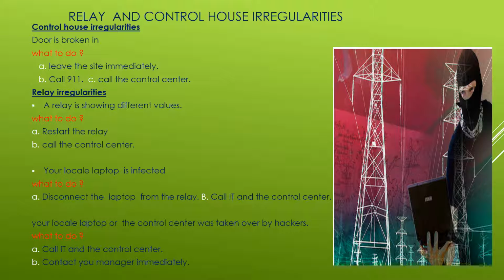Relay irregularities. A relay is showing different values. So the 3 relays that protect breakers, if one out of the 3 shows different values, it's maybe not working well or it was hacked into. So the first thing you should do is reset the relay, and if it does not work, then call the control center and give them the information.